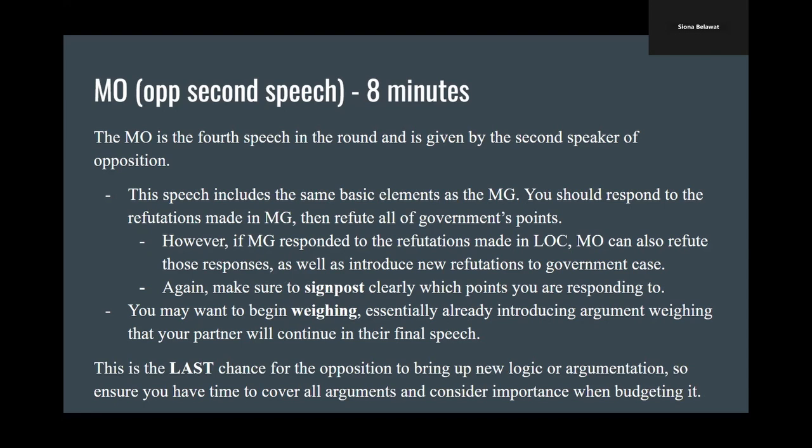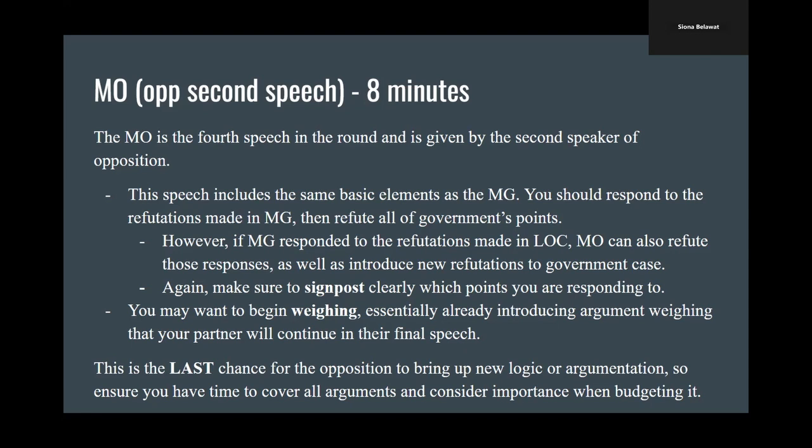So you are still a rebuttal speaker. You are still responding to the refutations made in the MG, and you refute all the government's points. However, if the MG responded to the refutations made in the LOC, the member of the opposition can also refute those responses, as well as introduce new refutations to the Gov case.